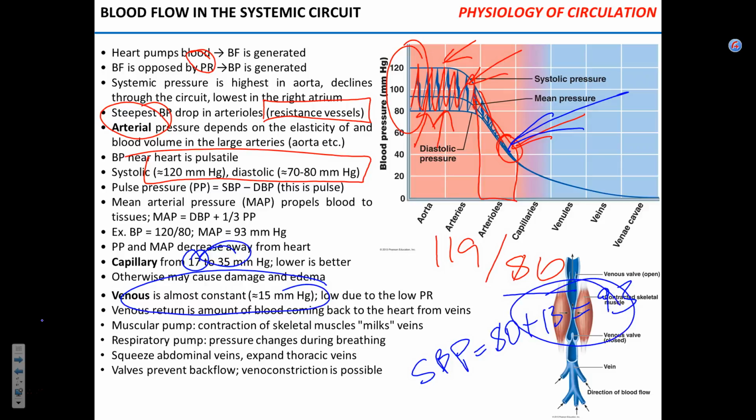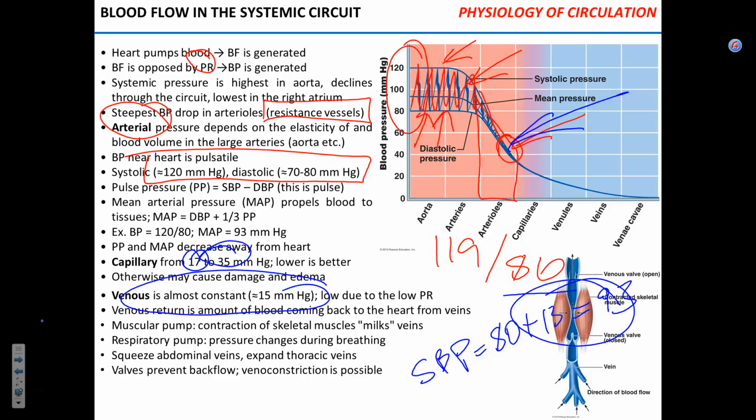Muscular pump. When muscles contract, they squeeze the veins and milk them up. Second, respiratory pump. Look, I'm going to inhale. My chest expands, that's where my heart is. My abdomen squeezes. So it puts pressure on the abdominal veins and lowers pressure in the thorax. So blood rushes up. Does that make sense? A little bit of contraction, just a tad.